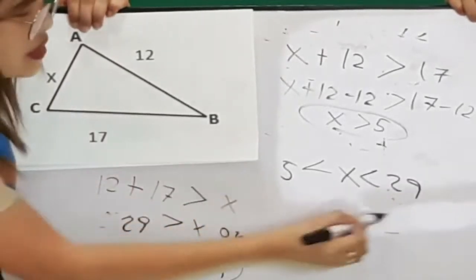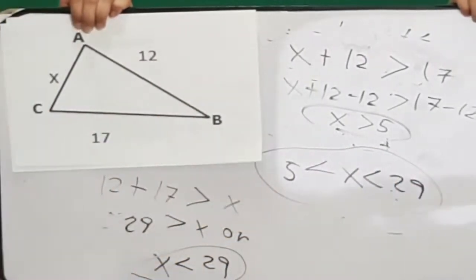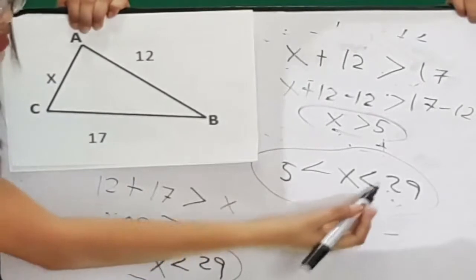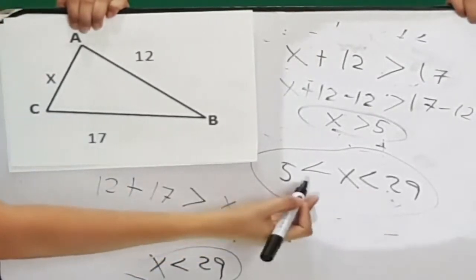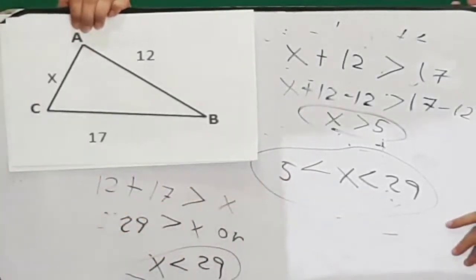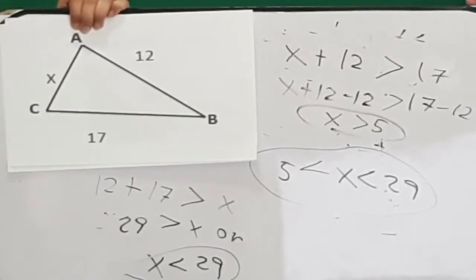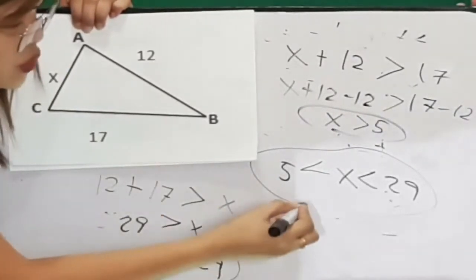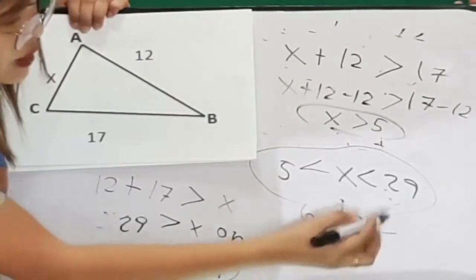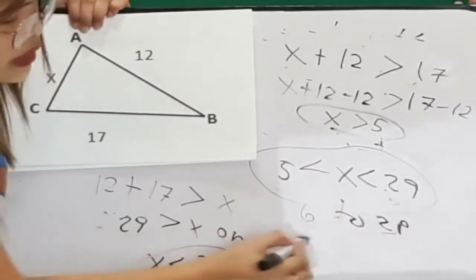So here are the possible values of x. So x should be less than 29 but should be greater than 5. So what are the possible values? Greater than 5, we have 6. So the range would be 6 to 28. So these are the possible values.